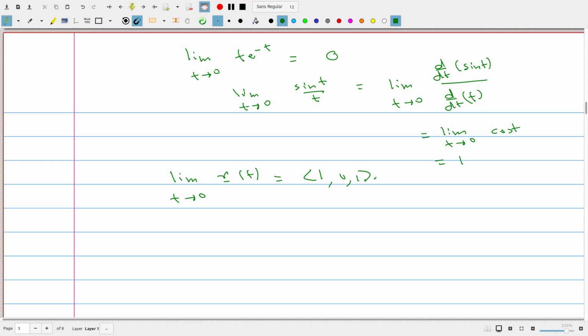This is actually example 2 from page 890 of Stewart's Calculus, 9th edition.